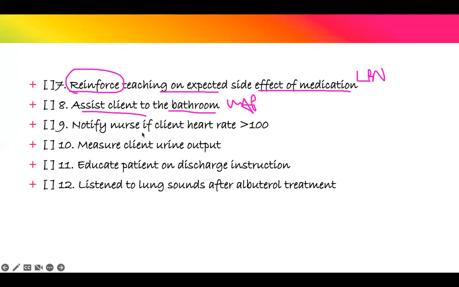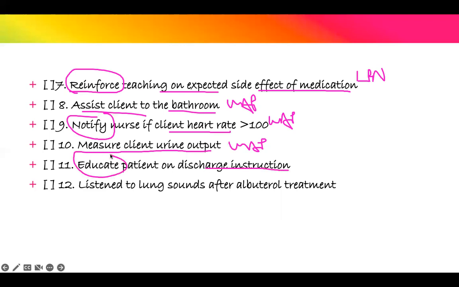Notify nurse if client heart rate is greater than 100. Even though it says notification, there's no thinking. If the monitor says 100, you call. And that is UAP, checking the vitals and seeing that. This usually happens when you give them direction to call you when that happens. Measure client urine output. You're just measuring the urine output. Checking if they pee requires an assessment, but measuring it from the urinal is UAP.